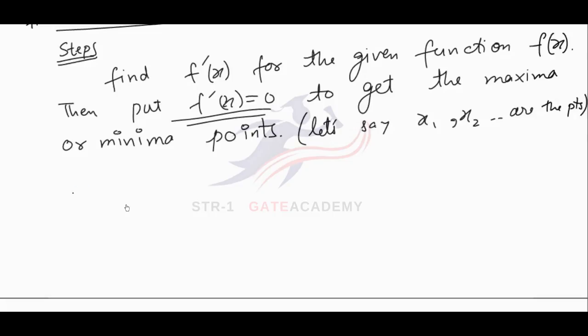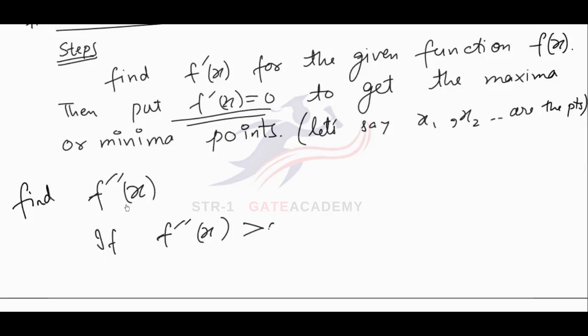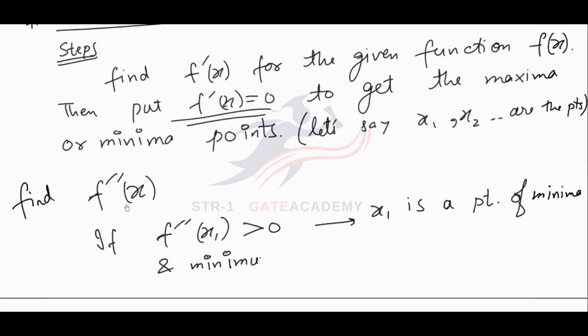Now how will you say that it is a maxima or a minima, right? That you have to find, very correct, double derivative. We already know this particular thing. Find out f double dash of x, right? If f double dash of x is greater than 0, let's say at x1, then x1 is a point of minima and minimum value is f of x1.